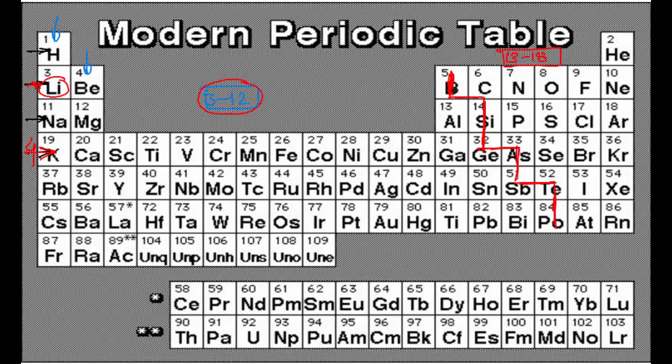And these elements are what? Your metalloids. Okay. And elements left of the metalloids are what? Your metals. Okay. So that means this 13, that is your aluminum, is what? Basically a metal. You know that.